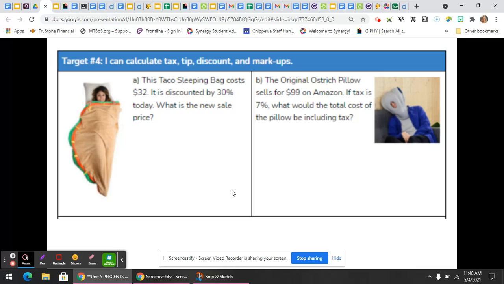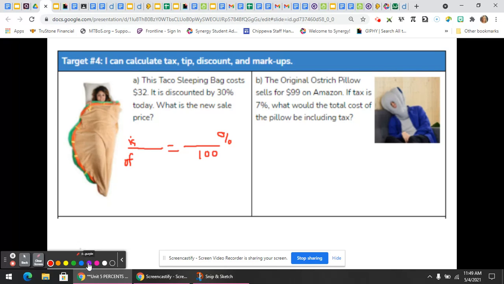So as I read this, I know that a discount means that this price is going to come off. 30% is going to come off of $32. Then I'm going to need to subtract that to find the new sale price. So I want to use my percent proportion to set this up. So I have percent over 100 and my part over my whole. So my is my part and my whole is my of.